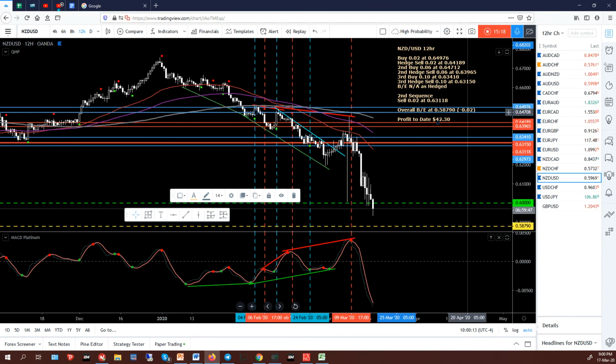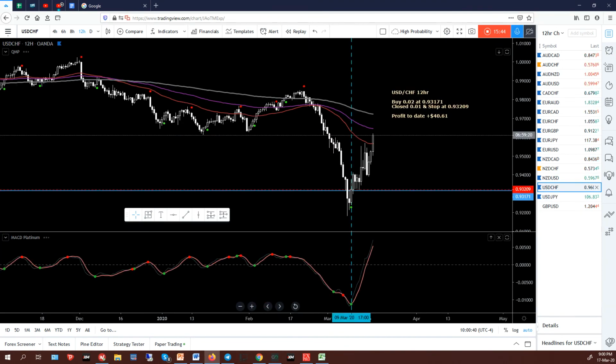Overall break even, because that first one's hedged, that's minus 0.02. So my overall break even is at 58, which is actually getting close, which is surprising considering I've got all these other trades in. But I probably should close half of this second sequence and bring a stop in place, which will move this overall break even down a bit further, but not too bad at the moment.